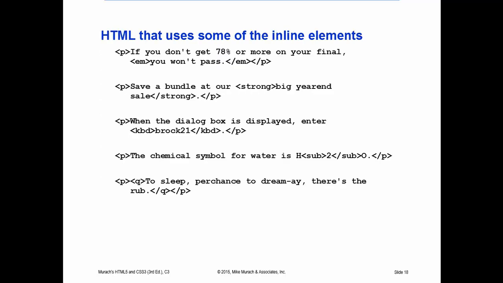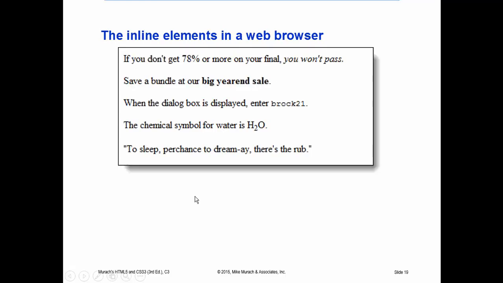So there are examples of these here, several of them. So you can see EM, strong, KBD, sub, and Q. And there are the examples. So remember that an inline element is coded within a block element. It doesn't begin on a new line. The formatting elements should be used when no special meaning is applied. The content elements are used to convey meaning. So again, block elements are going to have a line before them and a line after them.